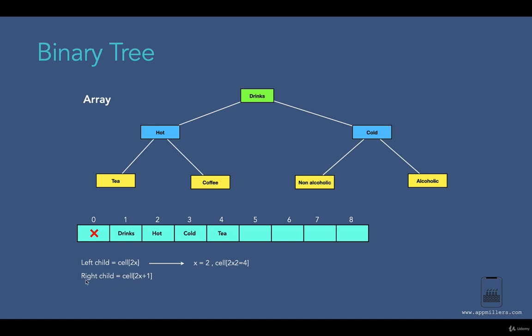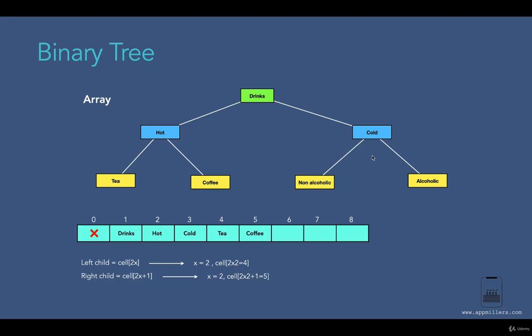Now similarly, we are going to calculate index of coffee over here. So this is right child, so this means that we are going to use this formula over here. So the parent of this coffee is located at the index of 2, which is hot. So we are going to multiply 2 by 2 and plus 2, we are going to get index of 5. So this means that coffee will be inserted at the index of 5 over here.